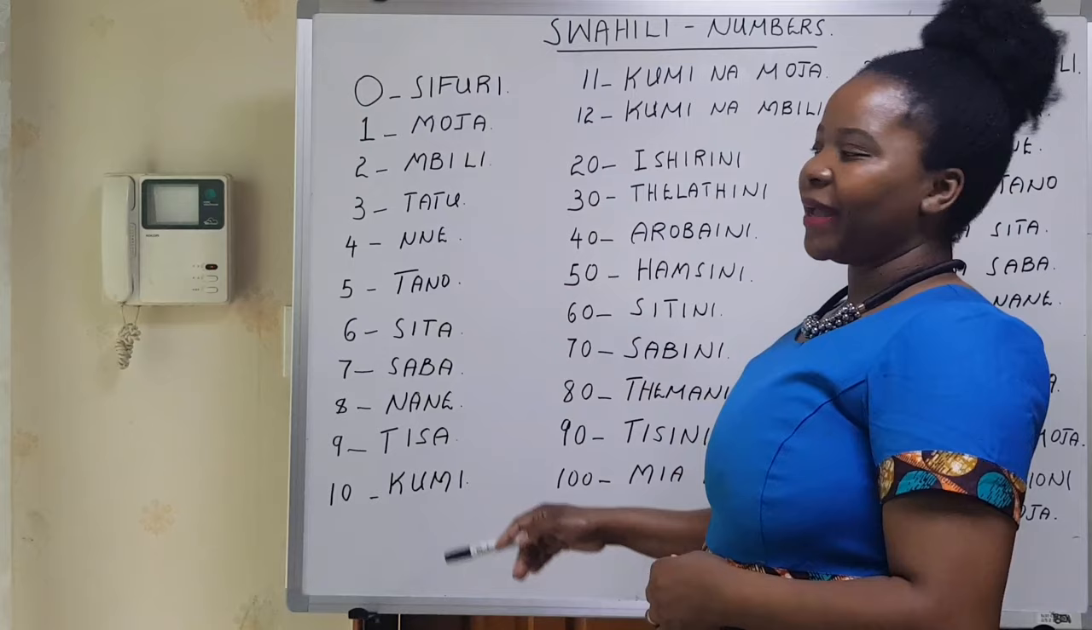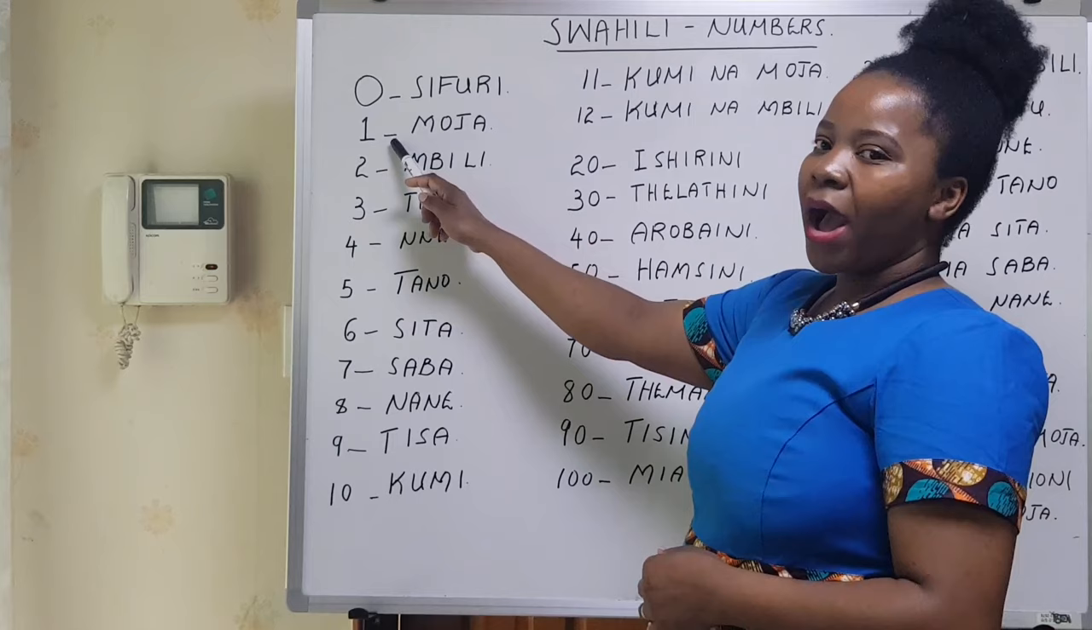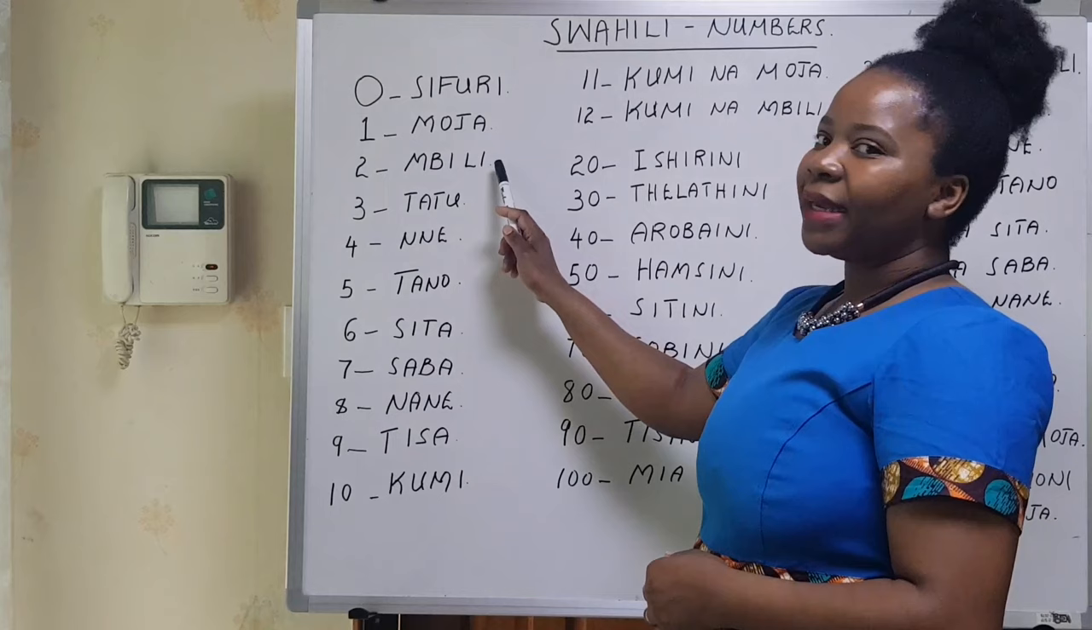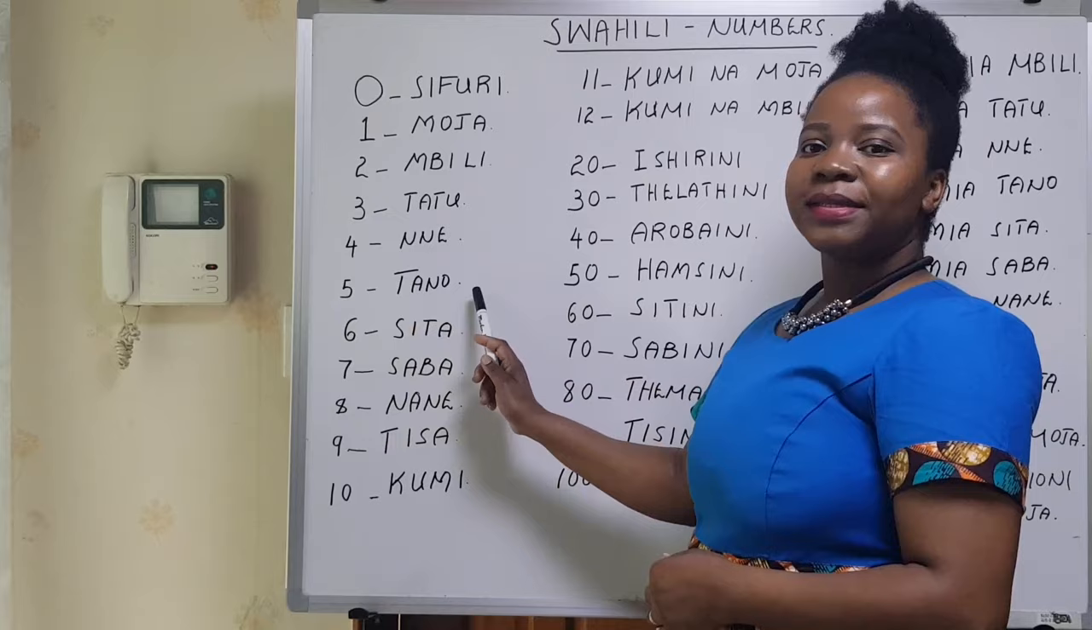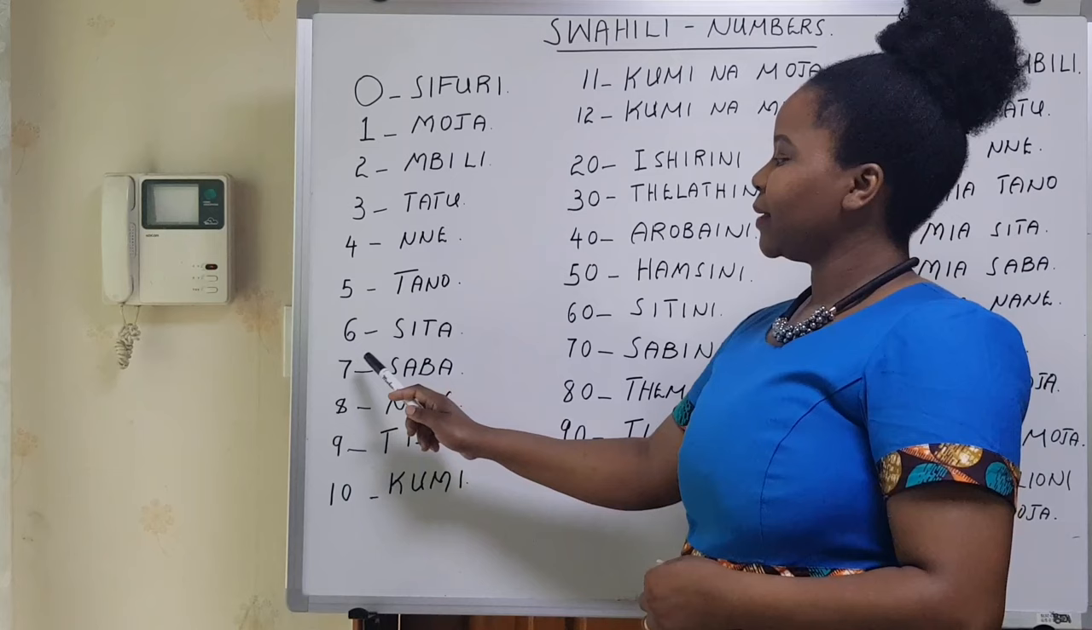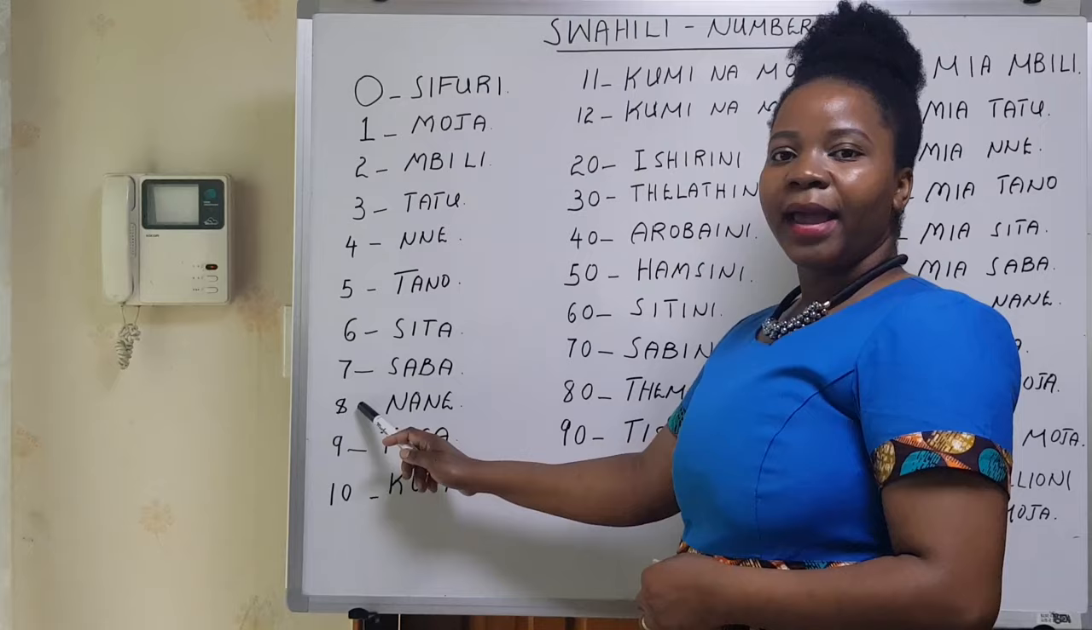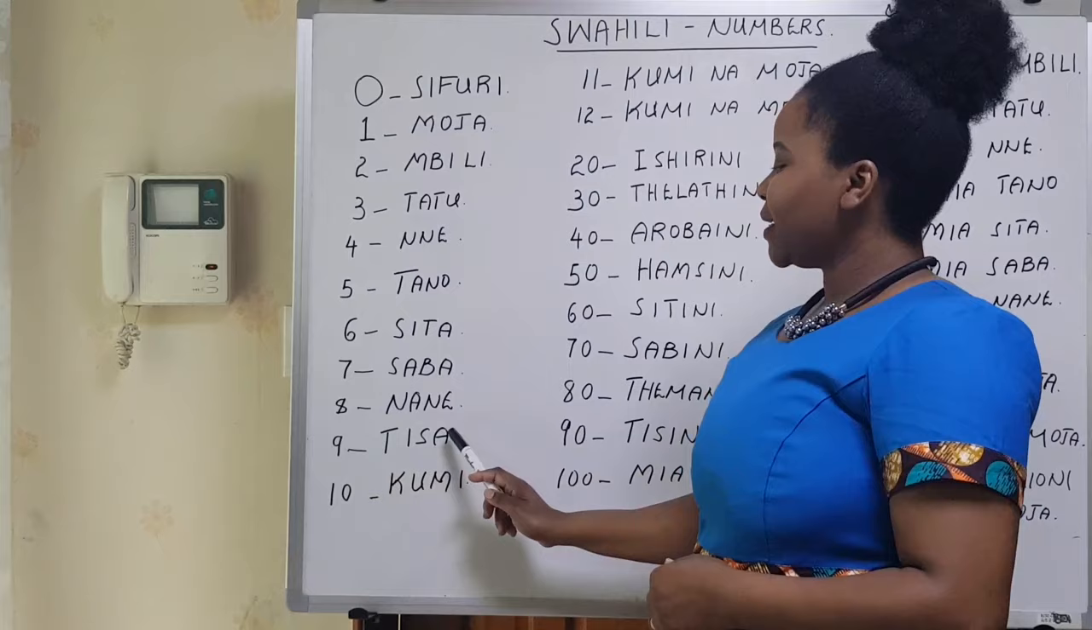Zero, sifuri, one, moja, two, mbili, three, tatu, four, nne, five, tano, six, sita, seven, saba, eight, nane, nine, tisa, and 10 is kumi.